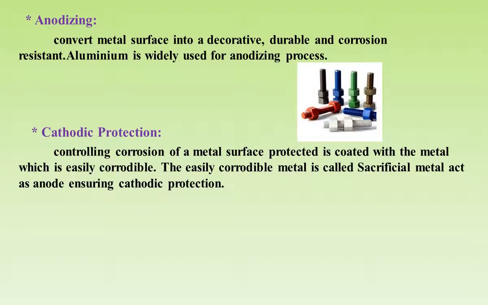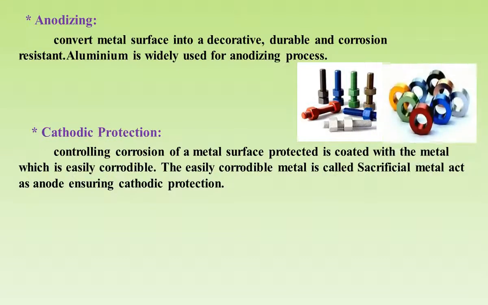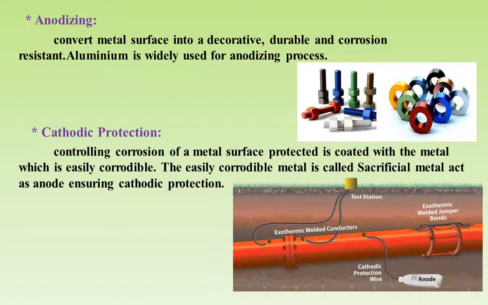If you look at the pictures of anodizing, the metal surface is coated with colored items, paints or some other particles, so it is very colorful and corrosion resistant. For cathodic protection, if you see a metal pipe, with cathodic protection the pipe's lifetime goes on for a number of years. It will not corrode, it will not rust. So that is cathodic protection.